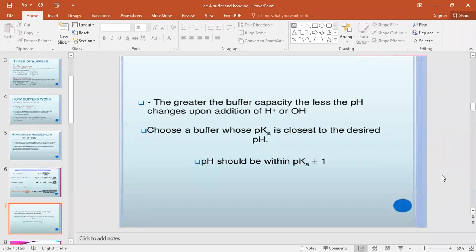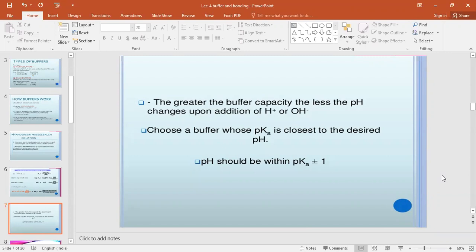Buffer capacity is low means what? It cannot resist the change in pH that much. If there is a weak buffer and you add H plus ions, then that equilibrium cannot be maintained, right? So remember this: pK value and buffer capacity have an inversely proportional relationship. That means if your pK value is lower, then your buffer capacity is greater, or your buffer system is strong. And if your pK value is greater, then your buffer system is not that strong.